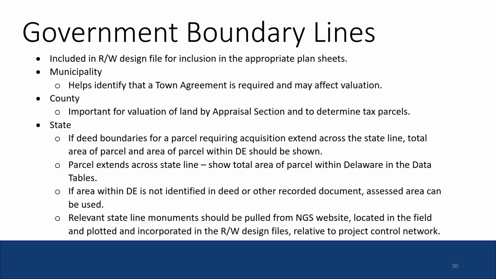Existing government boundary lines, such as municipality, county, or state, should be included in the right-of-way design file for inclusion in the appropriate plan sheets when the project limits fall along these boundary lines. Identifying the municipality boundary line is important because a town agreement will need to be prepared for maintenance responsibilities for the project. The municipal boundary may affect the valuation of a property by the appraisal section.